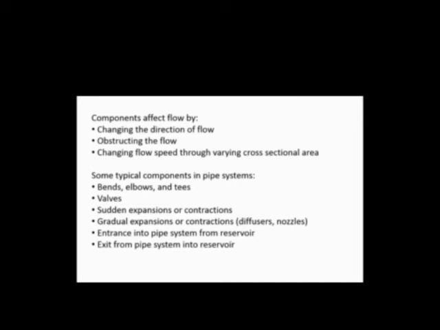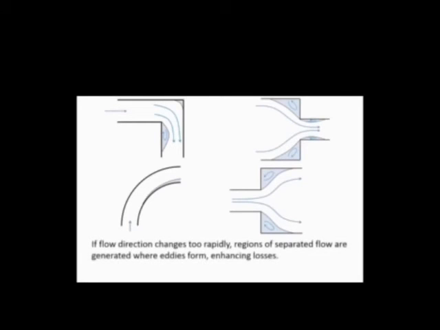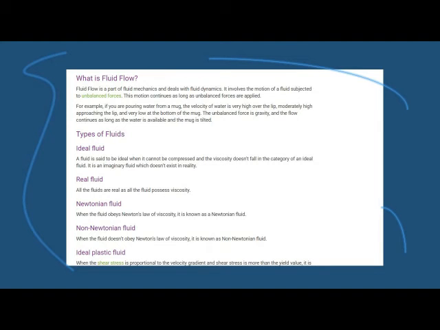Many components, such as the elbow, bend, sudden contraction, and sudden expansion shown here cause the flow to change direction rapidly. This can lead to regions of separated flow, shown in blue, where eddies are formed. The presence of separated flow regions can greatly enhance losses in components.